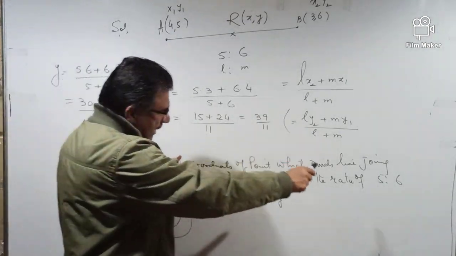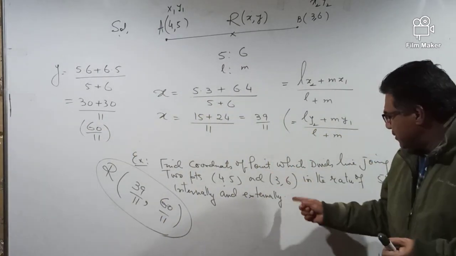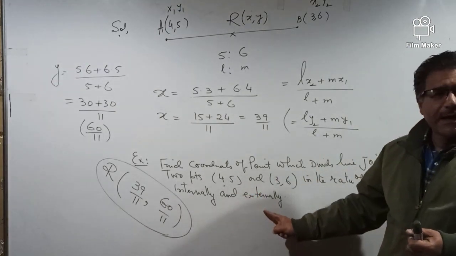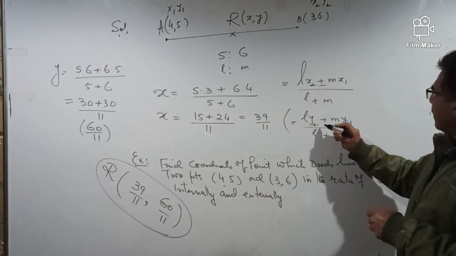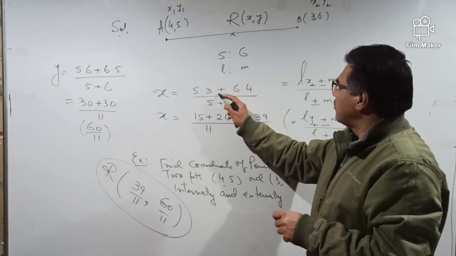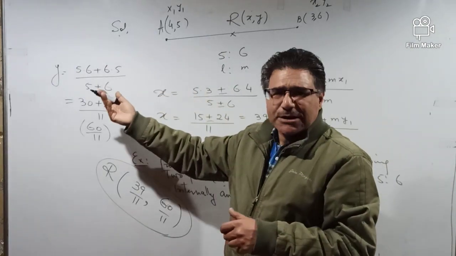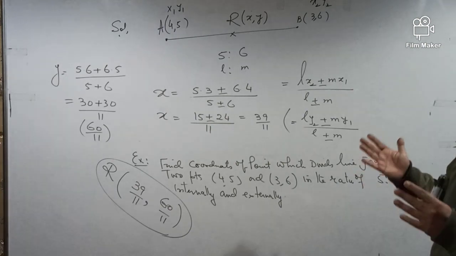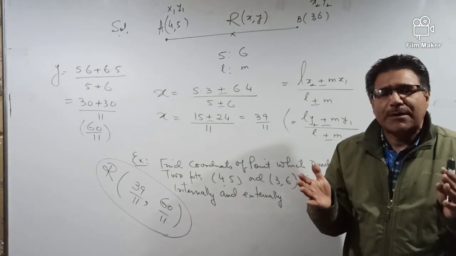Once you are given the question like this, find the coordinates of the point which divides the line joining these 2 points in the ratio of 5 is to 6 internally. Now 5 is to 6 externally. For externally, you have to write the formula here with minus, minus here, here also minus, here minus, here also minus. Wherever there is plus, you have to write minus so that you will get another point, that will be the external division. So, internal division and external division formulas you know how to apply.